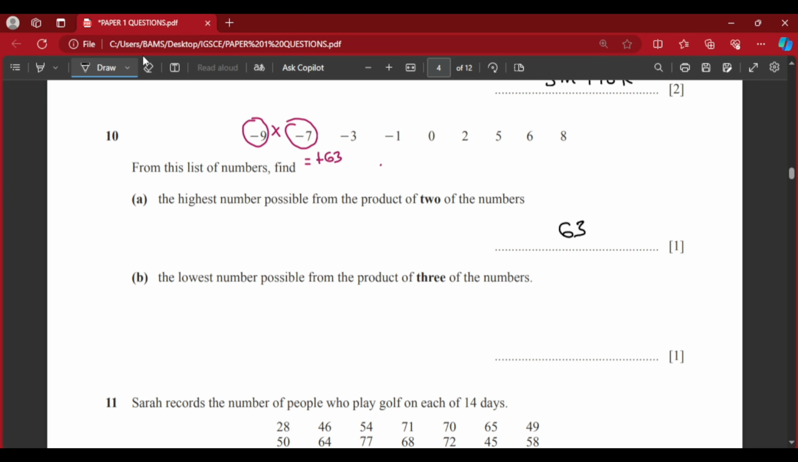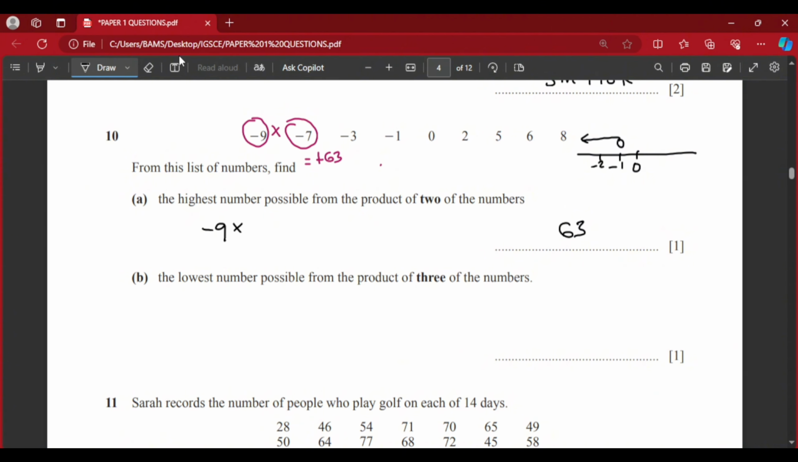Now, what is the lowest number possible from the product of three numbers? Now, do not make this mistake of thinking that we can just multiply 0 and we'll just get whatever we want to get. Don't forget that on the number line, 0 still has some other numbers that are lesser. That means the minus numbers, right? The negative numbers. So from here downwards, they are still lesser than 0. So what is the least number I can think of? So I'll just pick minus 9.